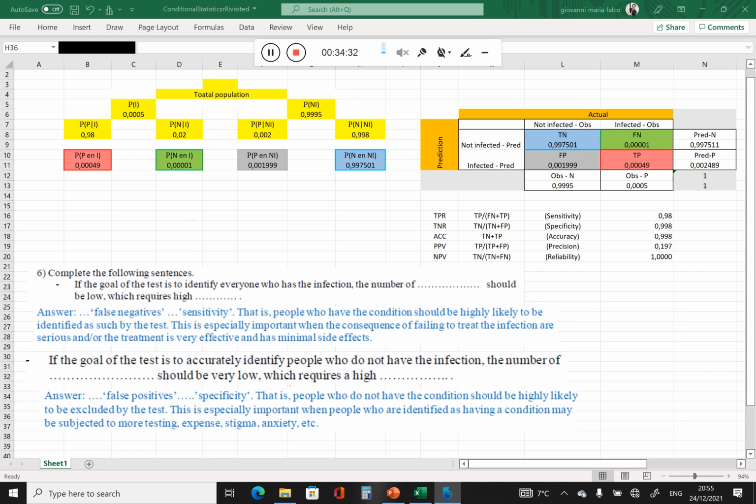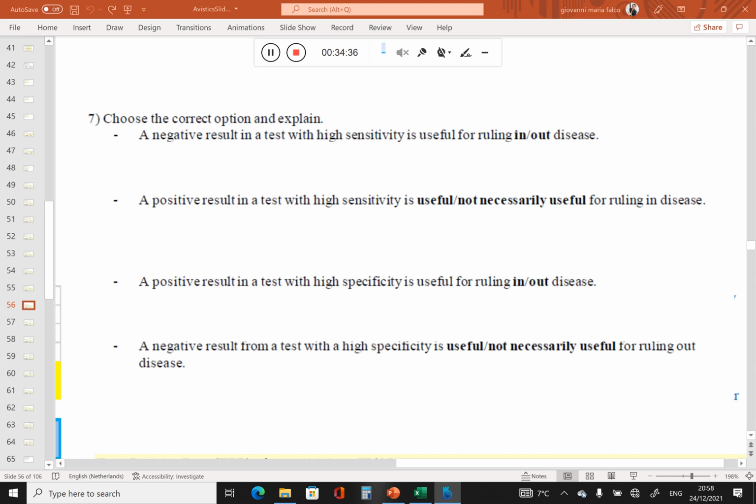So we have completed question 6, and we move to question 7. In question 7 we explore more the ideas about sensitivity and specificity by means of this statement that we have to complete. We have seen that high sensitivity means that the test is very good at spotting somebody who has been infected. But what about if you get a negative result?